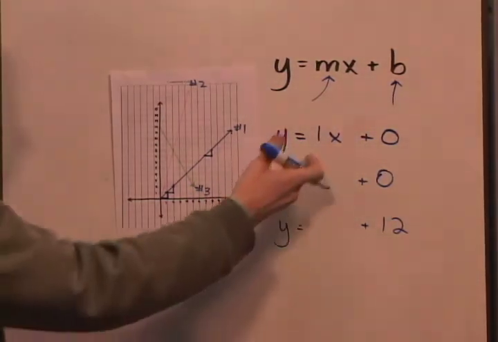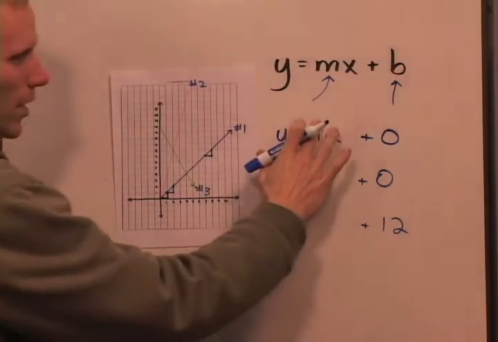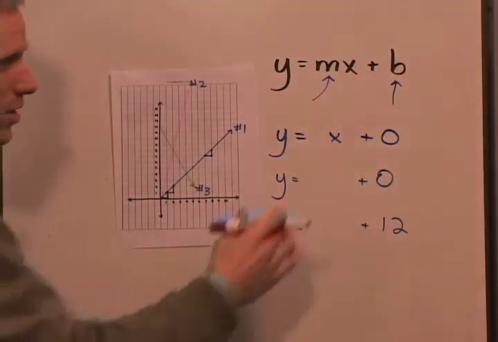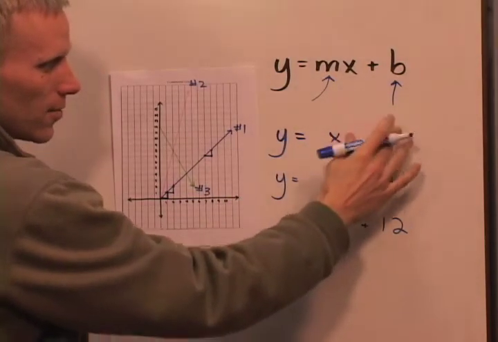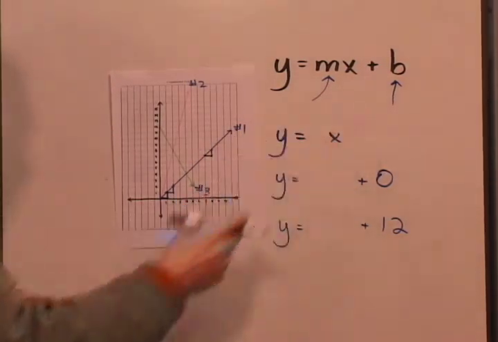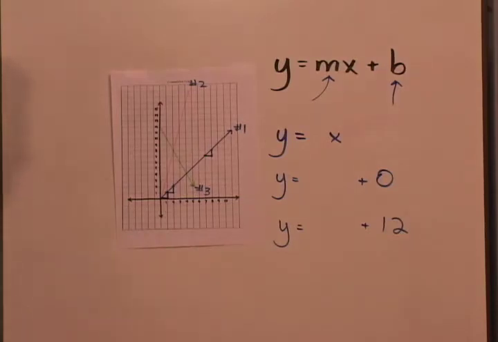And we've said before, if the coefficient, or this rate, is 1, we can actually drop it off. And in fact, if the y-intercept is 0, we can also drop that off. So we get a very, very simple function that y equals x. Whatever the x value is exactly what the y value is.